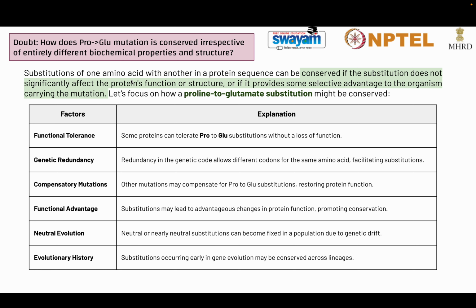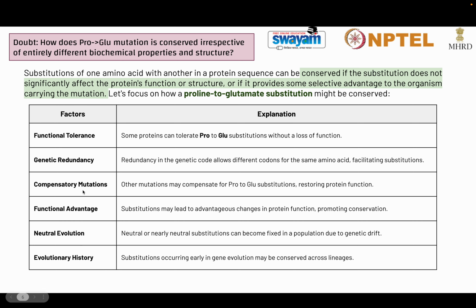Because this substitution does not significantly affect the protein's function or structure, and if it provides some selective advantage to the organism carrying the mutation, then also this particular mutation is considered a conservative mutation. So these are a few reasons why we call some mutations conservative. Even though they have different biochemical properties and different structure, they still offer some kind of advantage to the organism. That's why these are known as conservative mutations.